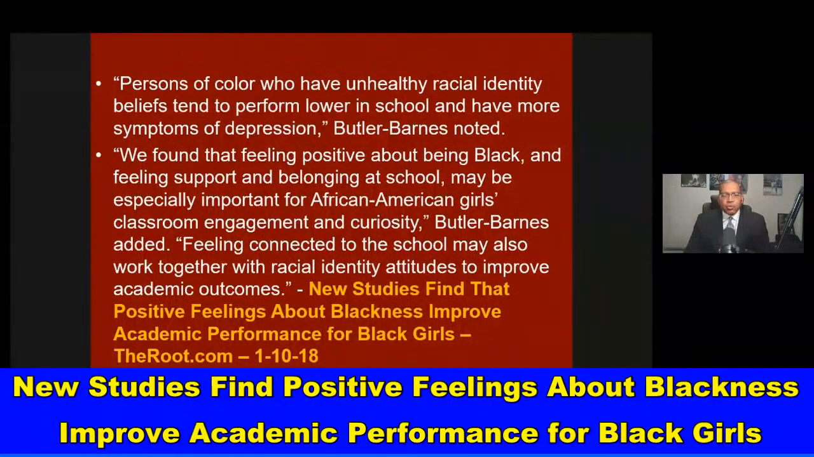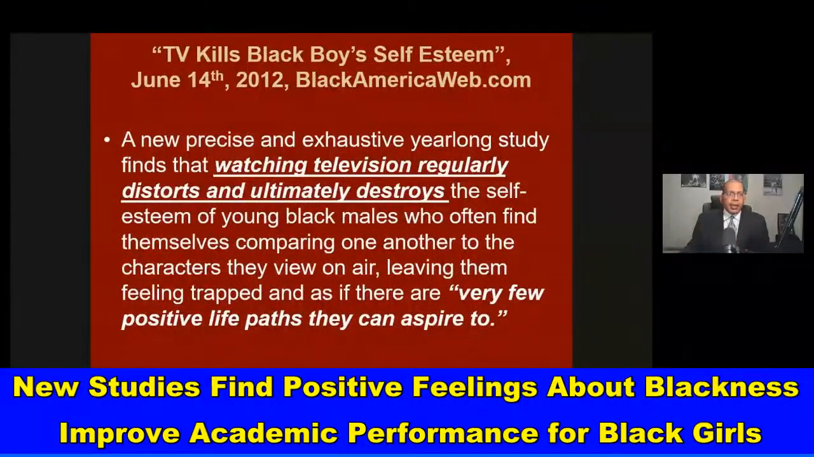Feeling connected to the school may also work together with racial identity attitudes to improve academic outcomes. Read this article here from theroot.com. New studies find that positive feelings about Blackness improve academic performance for Black girls. This is from January 10th, 2018 from theroot.com.